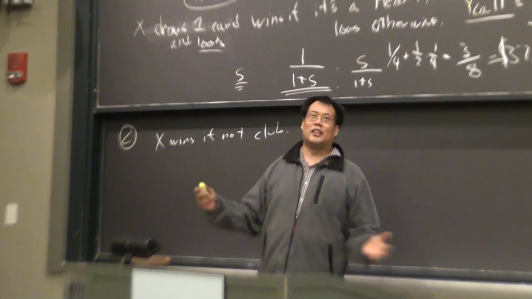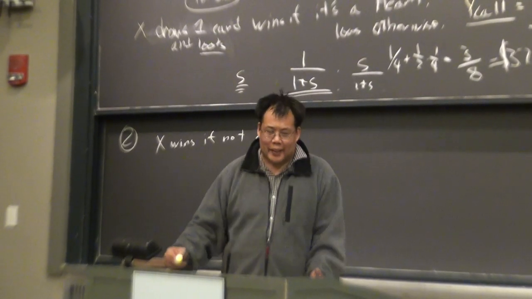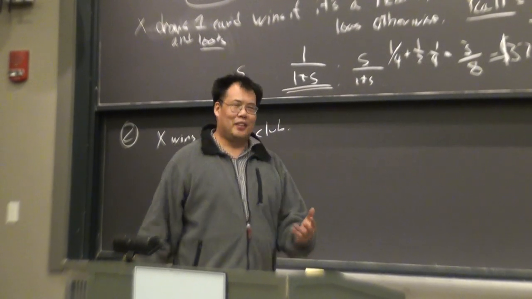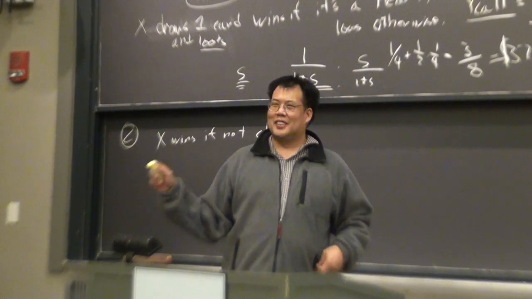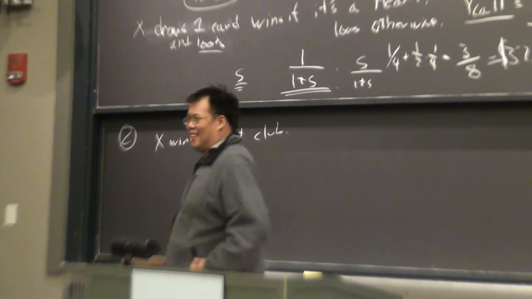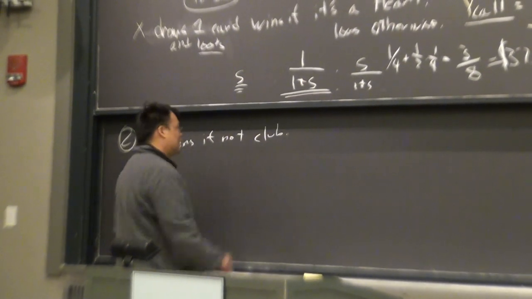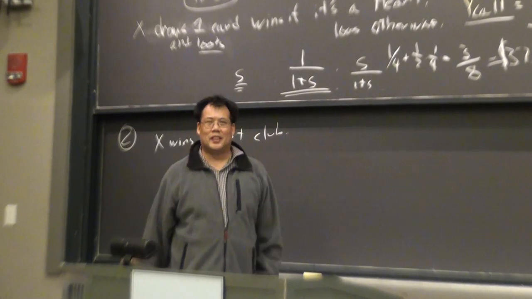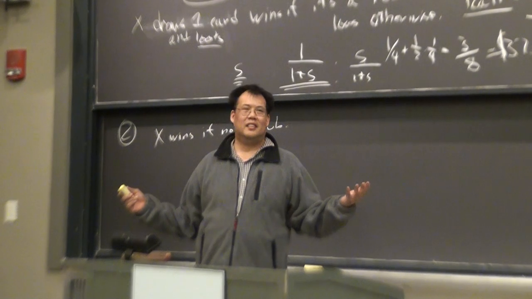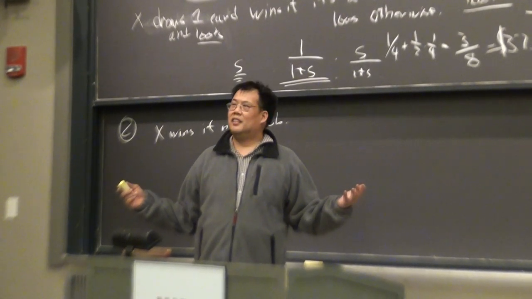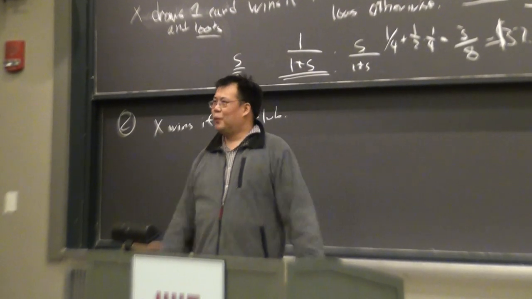More, because X actually has perfect information and there's betting. Whenever there's betting and you have perfect information, it's good for you. Just remember that. So what's the correct strategy for X? Does anybody know? Always bluff. Always bluff. Why?